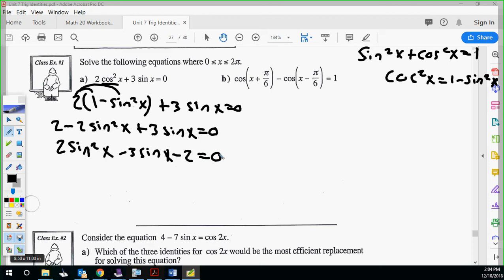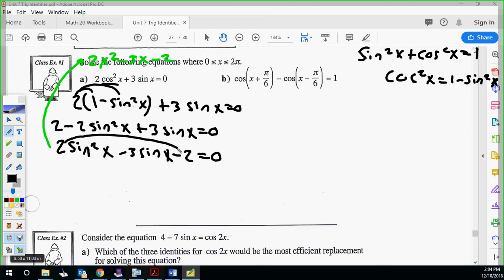What do we do here? It's factoring. Right. So if you're not seeing it, picture it like this. That's how I want you to picture it. 2x squared minus 3x minus 2. That's what it is. It just has sines for x's. So yes, we are going to factor it.